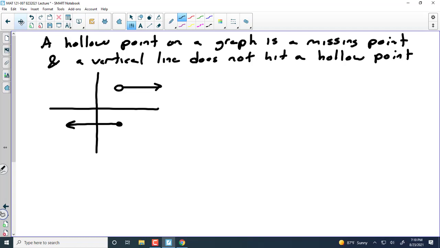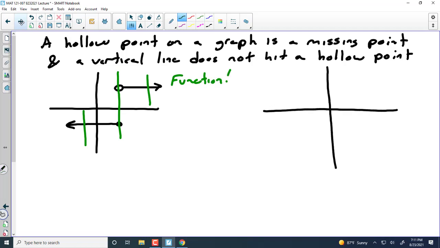And then someone asks you, is this a function? And someone might say, well, this vertical line, no problem, this vertical line, no problem, this vertical line. However, wait a minute. How many times does this vertical line hit the graph? Once. Just once, because a hollow point doesn't count as a hit. So, this is a function. Hollow point doesn't count as a hit.